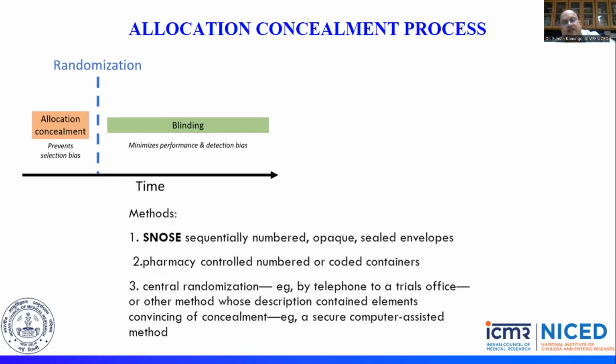In a multi-centric study, it happens by telephone to a trial office; they just call them and are given the number. An oral method whose description contains elements convincing of concealment, or a secure computer assisted method. Nowadays, it is always a computer assisted method; we do not do manual randomization. Concealment of allocation is much easier, since it is done through a computer assisted method.